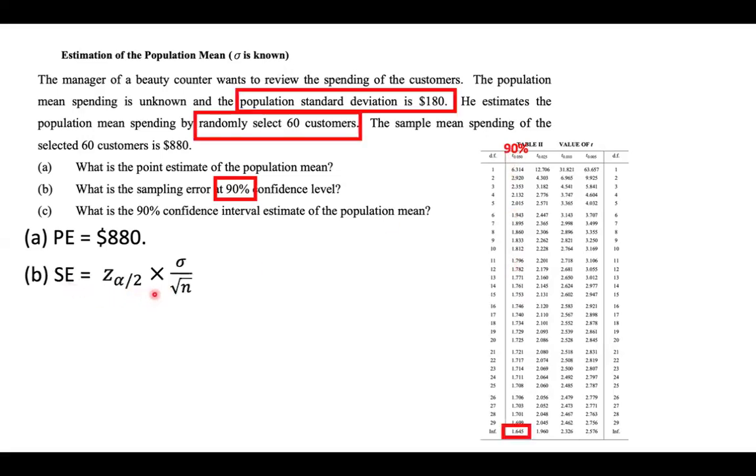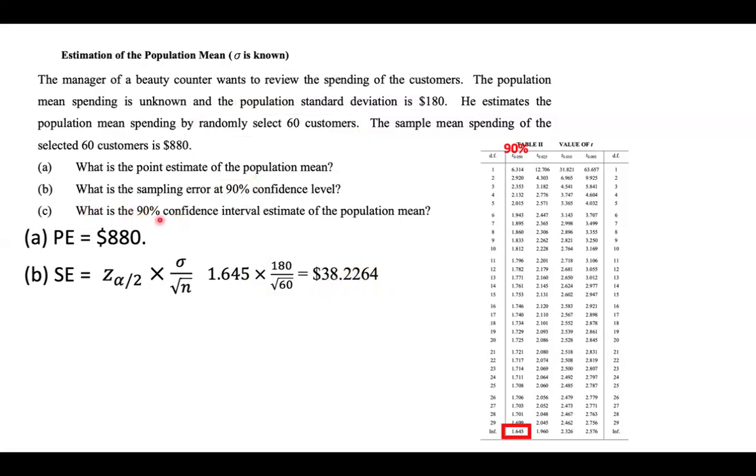Then we use this equation. Sampling error is the z-score times the population standard deviation divided by the square root of n. For the z-score, we go to infinity, INF at the bottom, and it's 1.645. Population standard deviation is 180, and n is 60. Then we put all the numbers in, and pop it into the calculator. Then we get $38.2264, rounded to 4 decimal places.